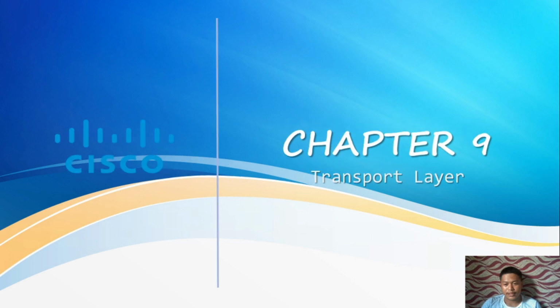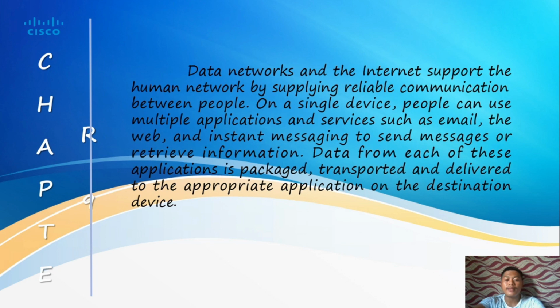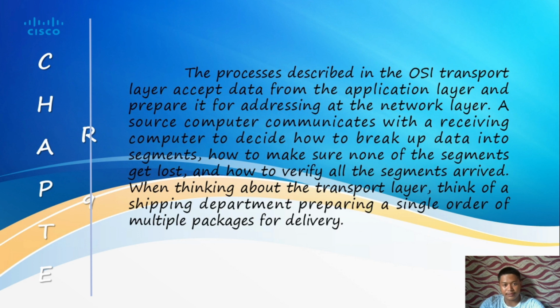Chapter 9: Transport Layer. Data networks and the internet support the human network by supplying reliable communication between people. On a single device, people can use multiple applications and services such as email, the web, and instant messaging to send messages or retrieve information. Data from each of these applications is packaged, transported, and delivered to the appropriate application on the destination device.